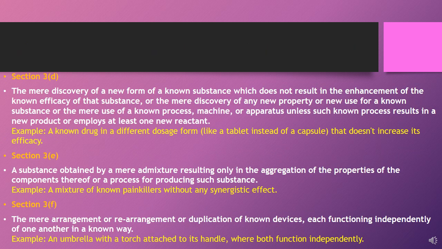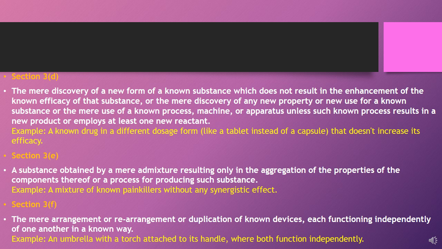Next is Section number 3, subsection D. Discovering a new form of known substance that doesn't make it work better, or finding a new use for a known substance that doesn't involve any significant change. Means there is no increase in the therapeutic efficacy of the known substance. Then this cannot be patented. For example, a known drug in a new form, like a tablet instead of capsule, that doesn't improve its effectiveness. That is therapeutic efficacy. Fifth one is Section number 3, subsection E.